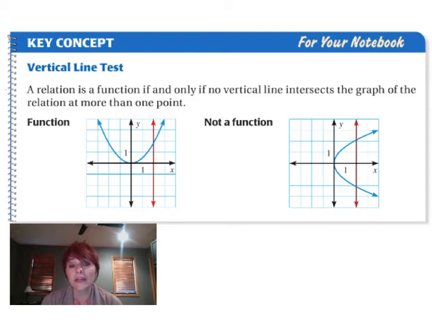The second graph is not a function because if you notice that red line, it crosses the blue parabola, the curved shape, it crosses it twice. That's what makes it not a function.